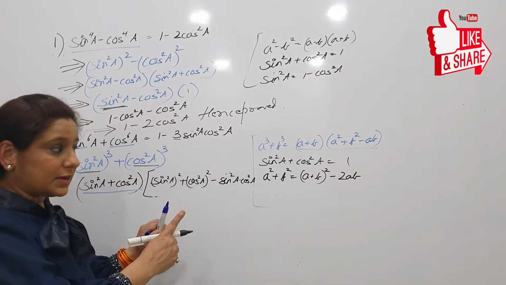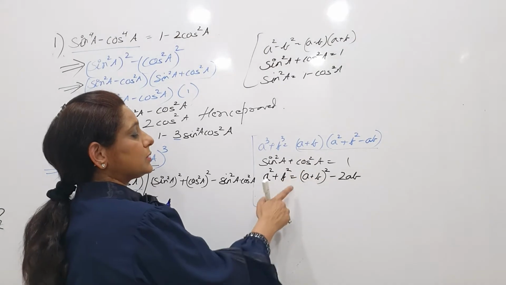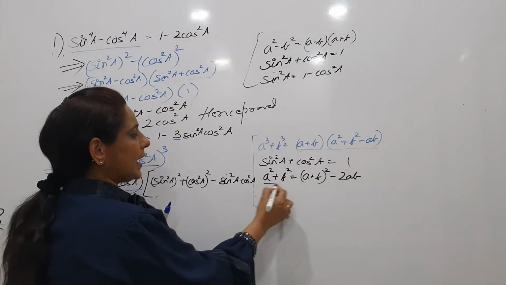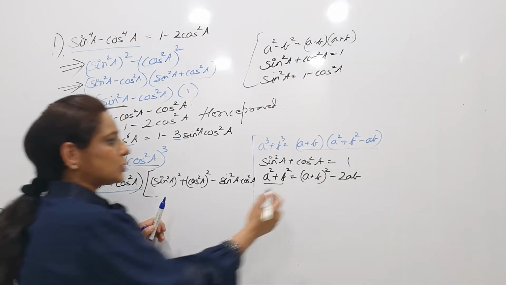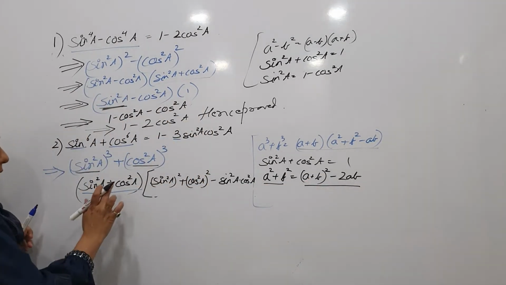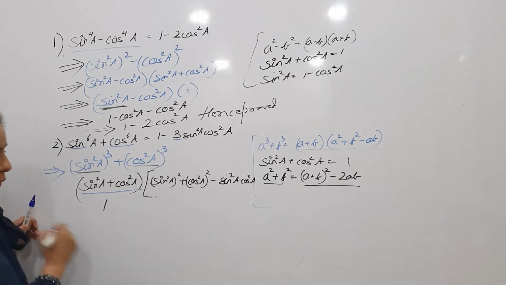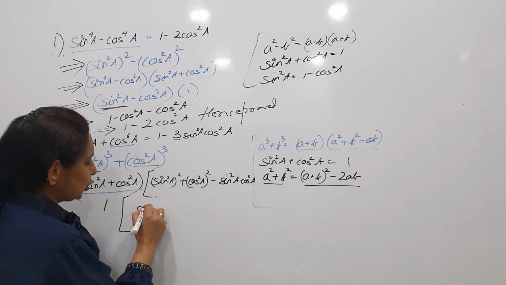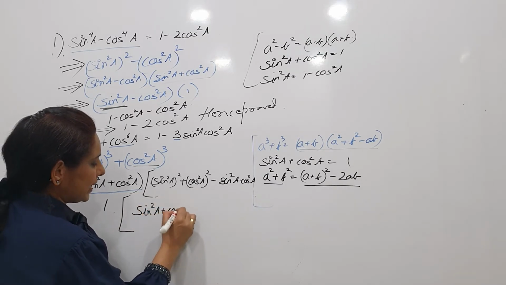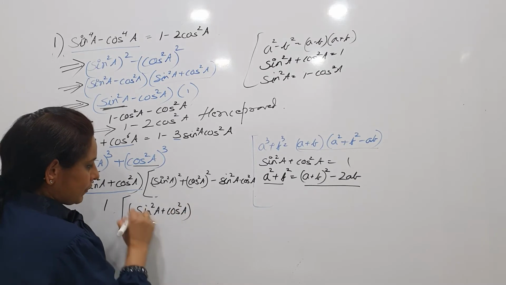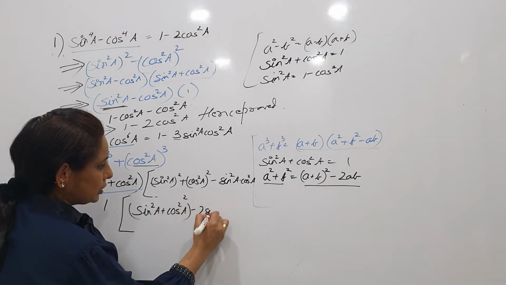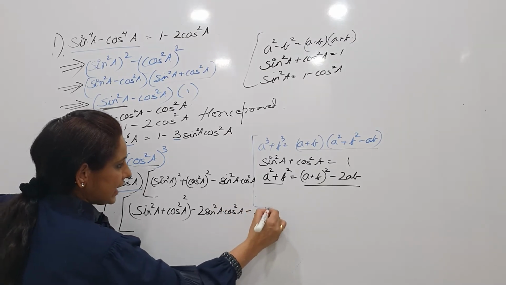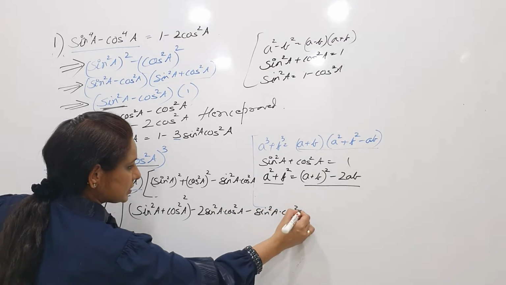From where is this derived? This is derived from (a + b)² is equal to a² + b² + 2ab. As we require the identity of a² + b², we are going to write it this way. So now this has already converted to 1. Now this is a² + b². So what are we going to do? We'll write (a + b)² − 2 into sin²a into cos²a − sin²a into cos²a.